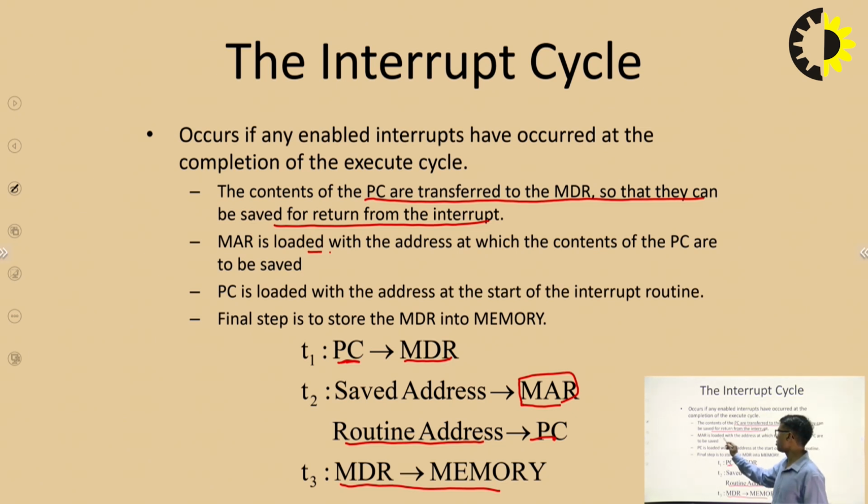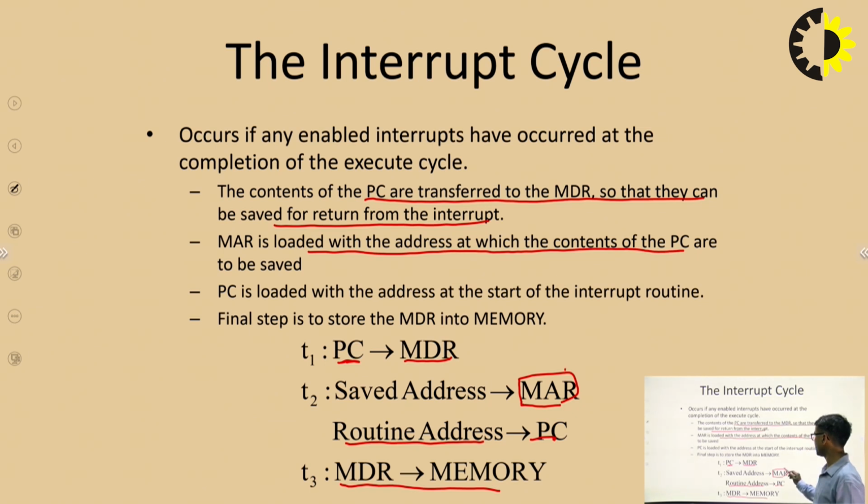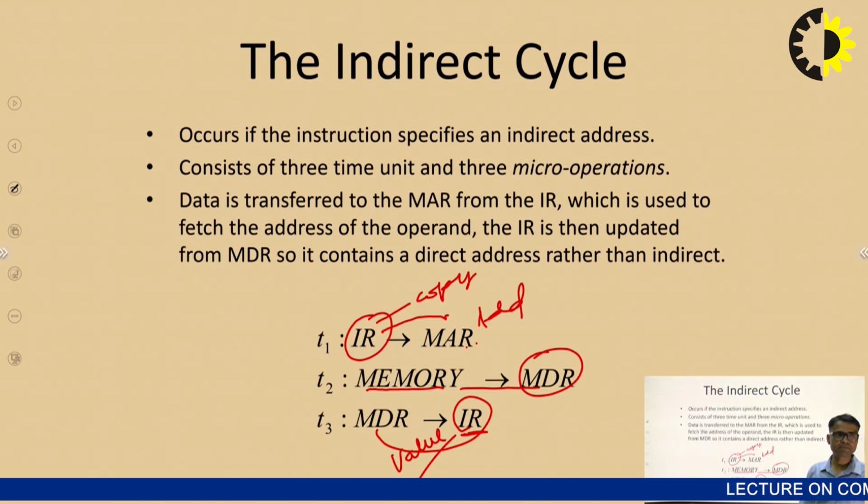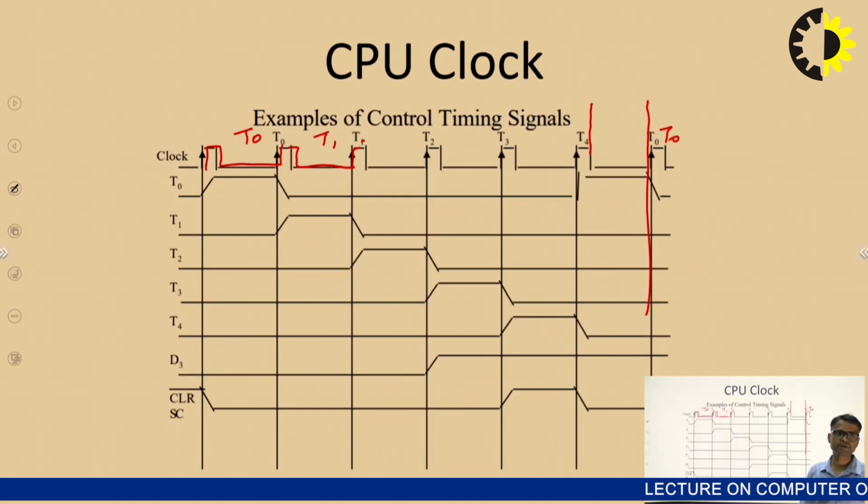So MAR is loaded with the address at which the contents of the PC are to be saved. Now PC is loaded with the address of the starting point of the interrupt routine, and the final step is to store the MDR into memory because we have to save it into the main memory. So these cycles may happen in case interrupts come.